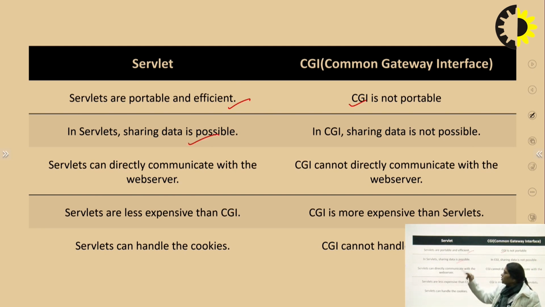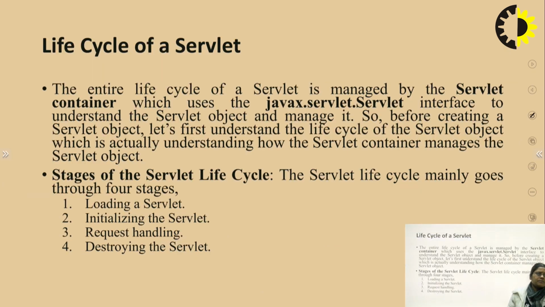In servlets, data sharing is possible. In CGI, it is not possible. Servlets can directly communicate with the web server, but CGI cannot directly communicate with the web server. Servlets are less expensive in comparison to CGI, while CGI is more expensive in comparison to servlets. Servlets can handle cookies, but CGI is not able to handle cookies. So there are certain differences between servlets and CGI.